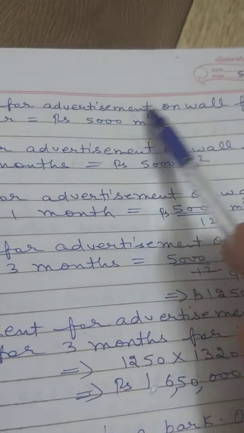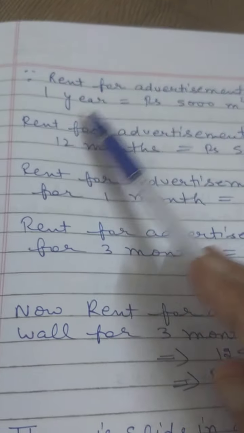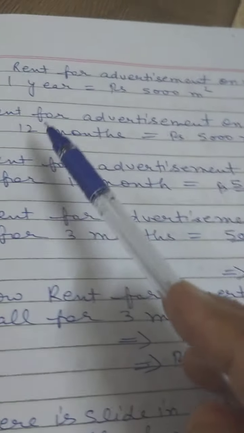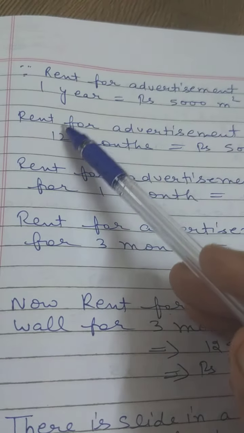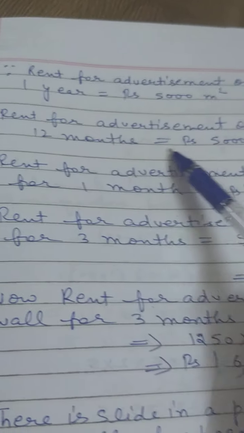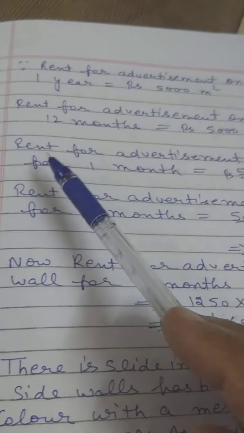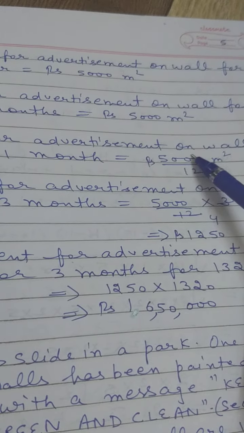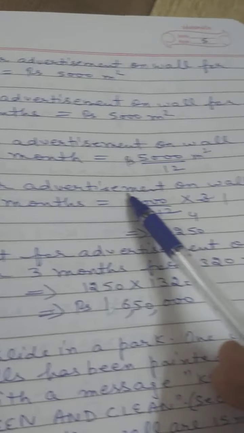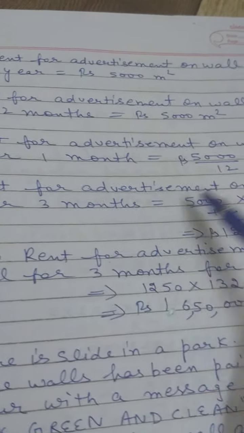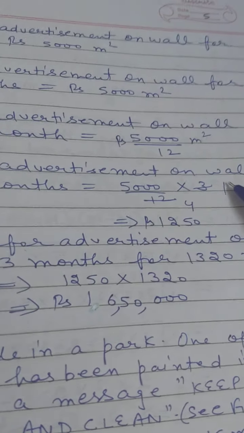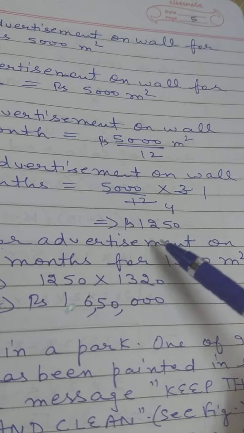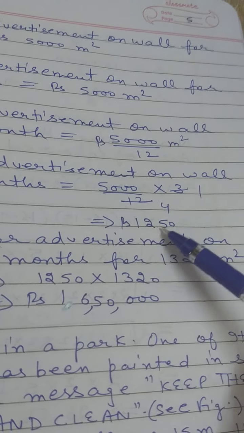Now rent for advertisement on wall for 1 year equal to rupees 5000 per meter square. Rent for advertisement on wall for 12 months, because we know that 1 year is 12 months, equal to 5000 per meter square. Rent for advertisement on wall for 1 month equal to 5000 upon 12. Rent for 3 months equal to 5000 upon 12 into 3. 3 into 1 is 3, 3 into 4 is 12. 5000 divided by 4 is 1250.